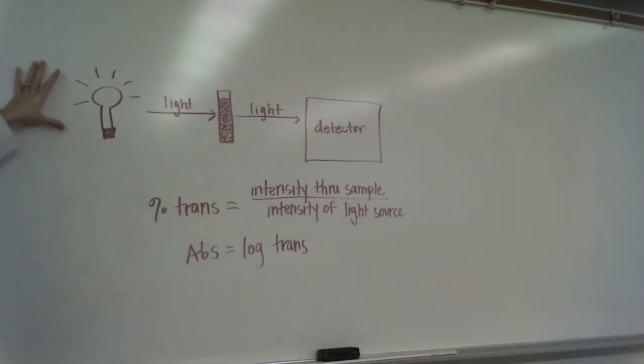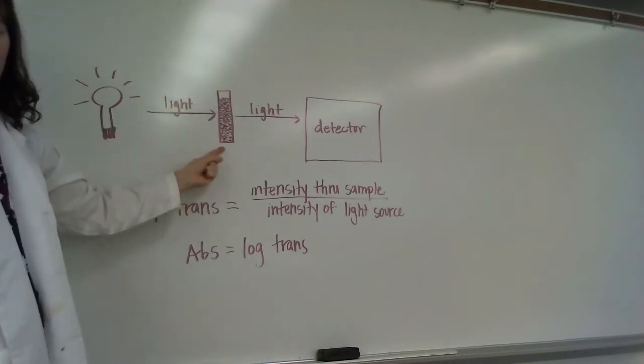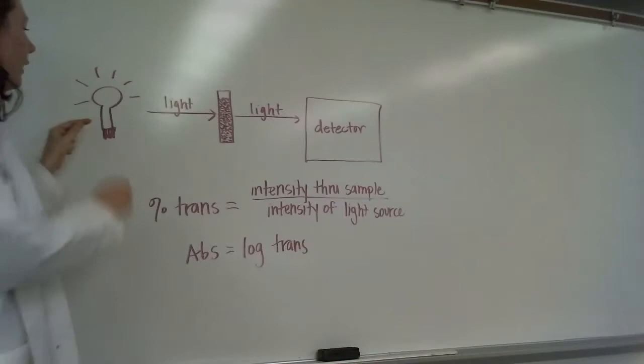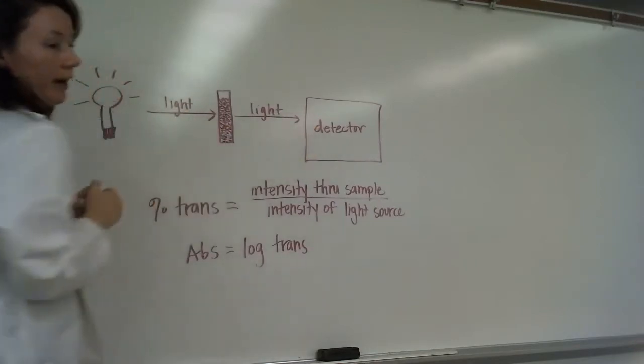So here's how the Spec 20 works. You've got inside the instrument, and I'll walk you through in detail how we use it, we've got a light source, okay? And then we put our sample in. So our sample's got some concentration, right? The light goes through the sample, and then it is detected on the other side, all right?